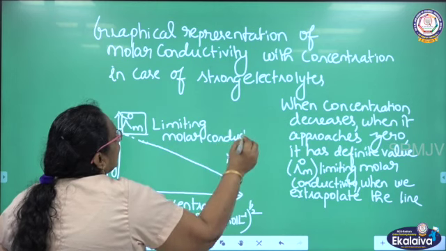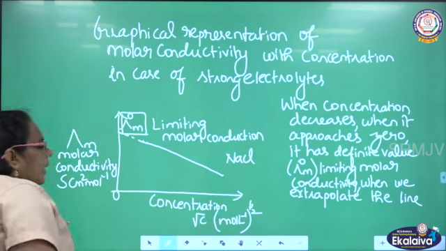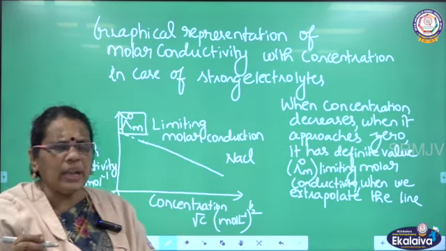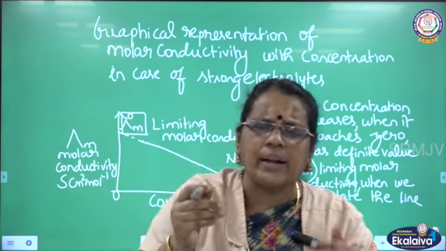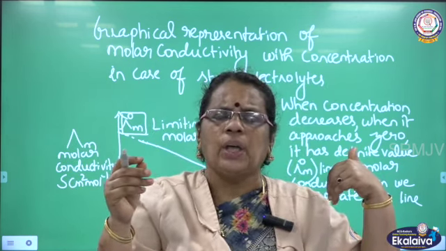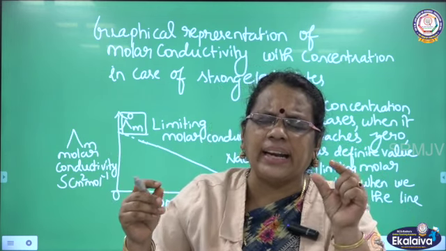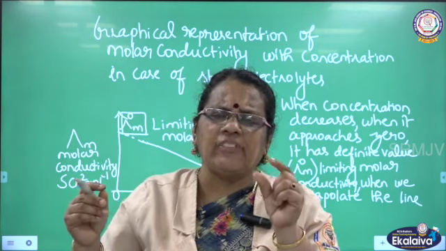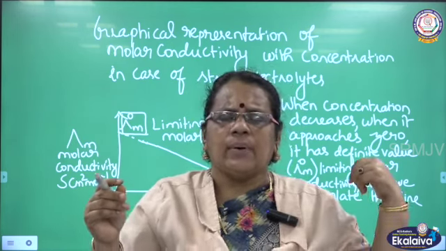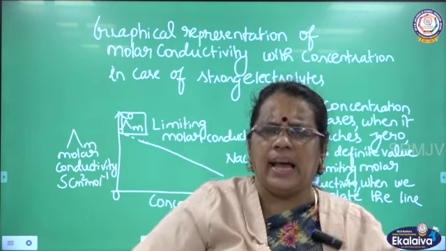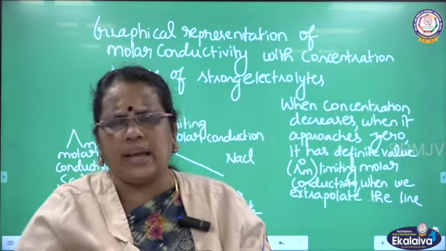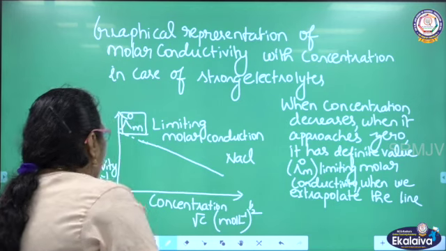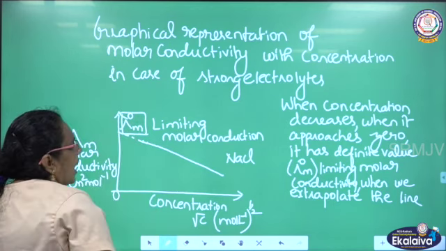So, what is limiting molar conductivity? I plotted concentration versus molar conductivity for sodium chloride. When the concentration approaches 0, molar conductivity has a definite value. We can get a definite value of molar conductivity for a particular electrolyte. When you extrapolate the line, when you extend the line, we can get the definite value of molar conductivity. So, we can call that limiting molar conductivity.